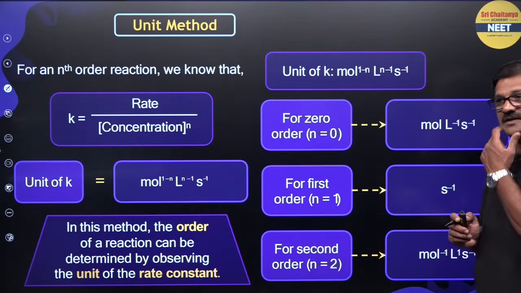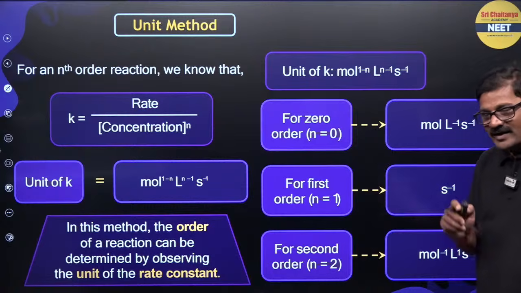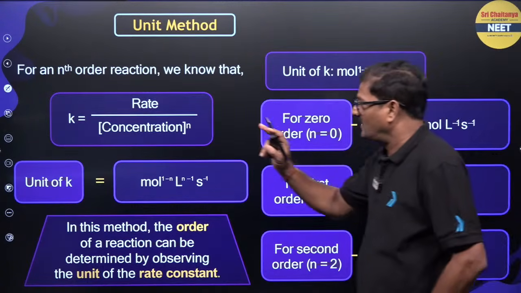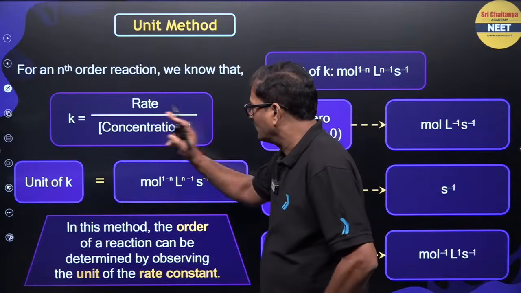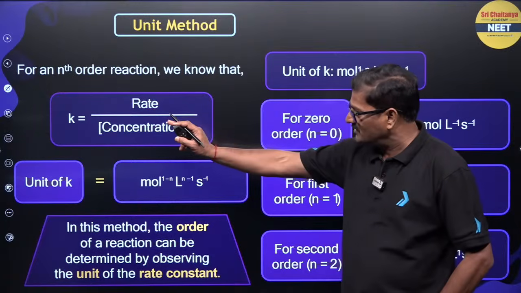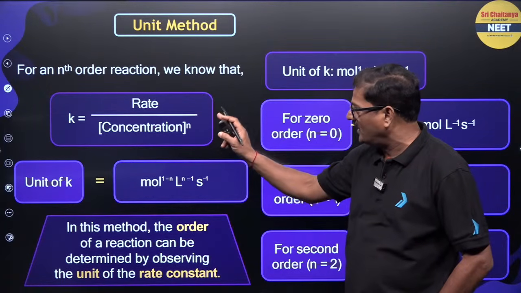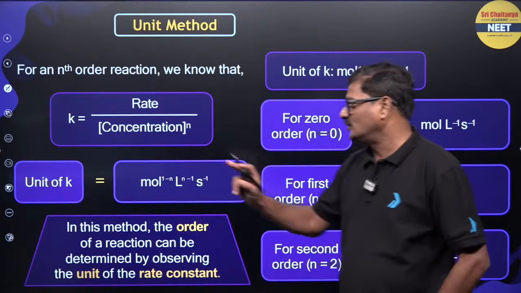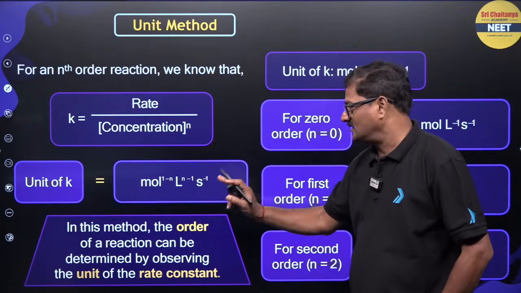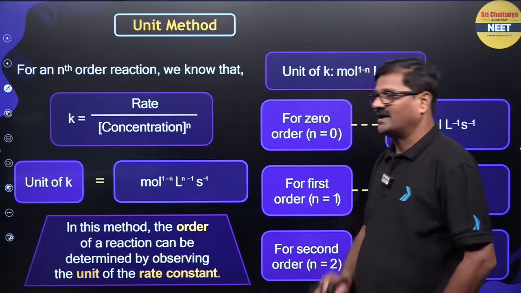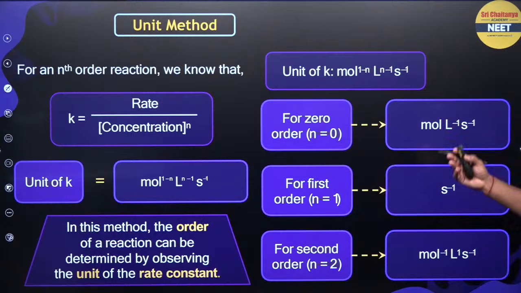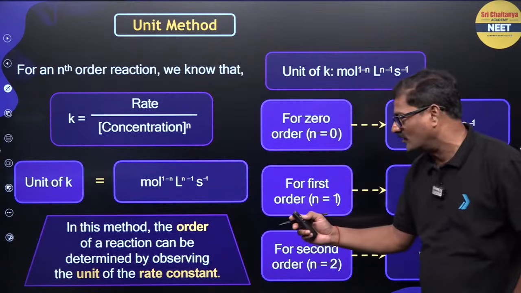And also the unit method. This is another method. By looking at the unit, you can calculate the n value. K is equal to rate upon concentration to the power n. If the dimension of the rate constant is given, you can calculate the n value. So unit of K is equal to mole^(1-n) liter^(n-1) second inverse. So for the zero order, first order, nth order, any order of reaction can be determined by this method.